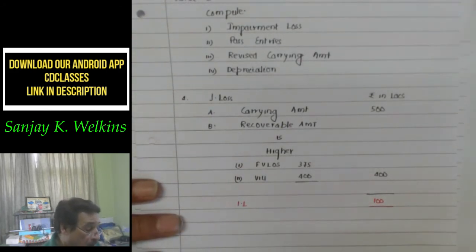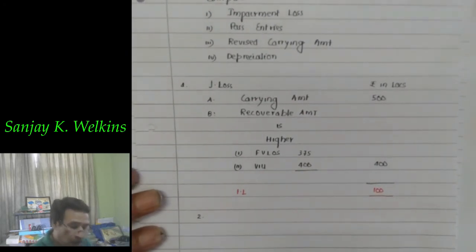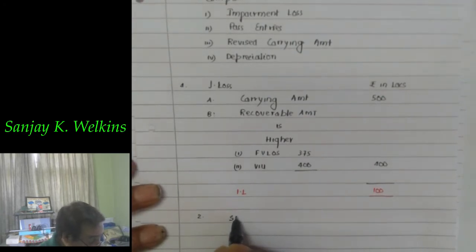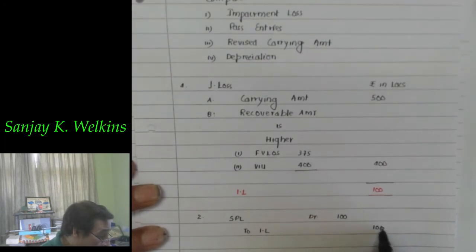The question has asked us to pass the entry. To pass the entry, we need to know how this impairment loss will be recognized. Nowhere is a revaluation reserve given, and nowhere is it mentioned that the entity is following the revaluation model, so we presume the entity is following the cost model. So the entire impairment loss will be debited to the statement of P&L. My entry will be: statement of P&L account debit to impairment loss account, 100.